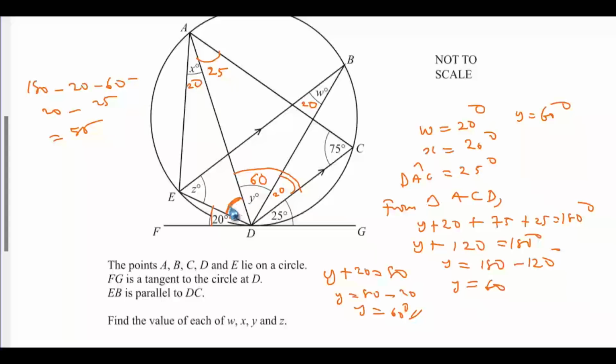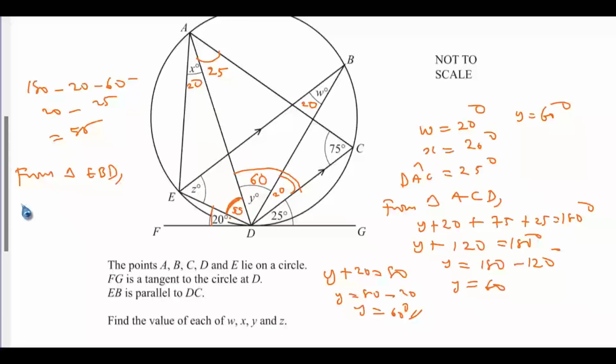So this angle here is 55 degrees. So it's easy to get angle Z now. So from triangle EBD, we can get the value of angle Z.